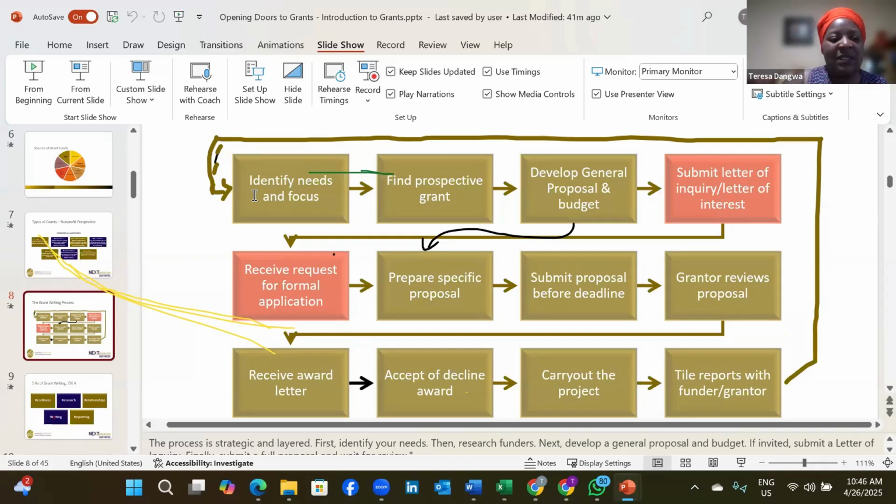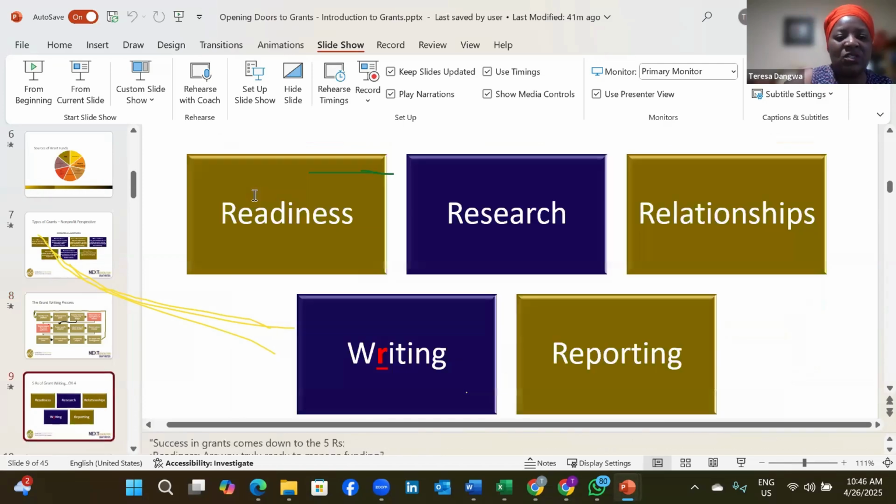So now that we understand the process, what are some of the elements of grants that you need to be thinking about? There are the 5 R's of grant writing. The first one is readiness. Then there's research, relationships, writing, and reporting. Those are the 5 R's of grant writing.